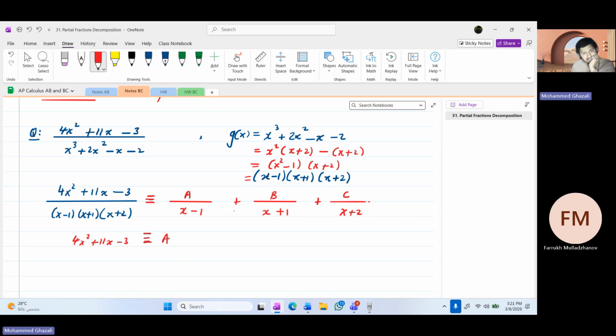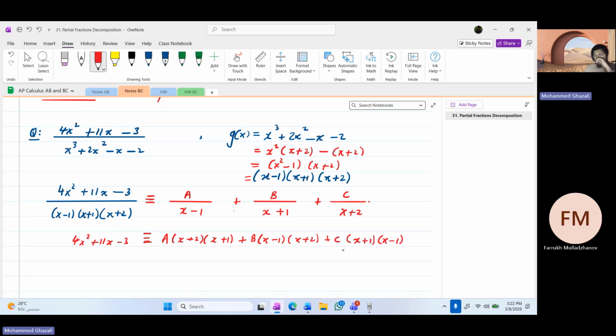They said this is A into x plus 1, x plus 2. We're trying to get rid of the denominator. So A times x plus 2, x plus 1, plus B into x plus 1 is there, so the other 2 is not there. So x minus 1, x plus 2, plus C into x minus 1, x plus 1.